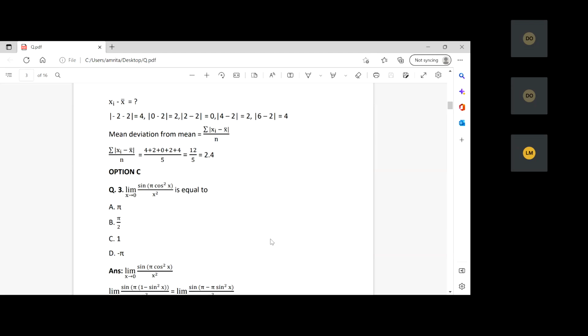Limit x tends to 0, sine pi cos square x by x square is equal to, what's the value? So you can use something which you have studied. Limit x tends to 0 sin x by x, or limit x tends to 0 sin ax by ax, or I would say limit f of x tends to 0 sin f of x by f of x, which is equal to 1. You have to use that property to solve this question.